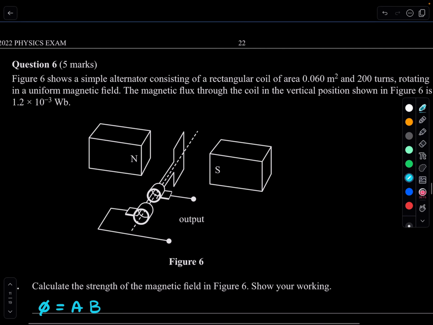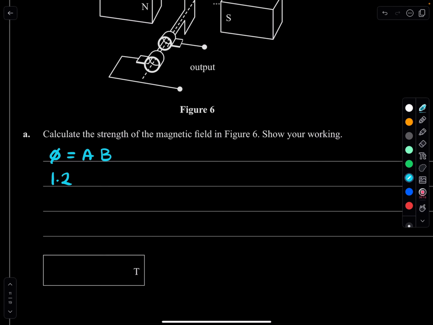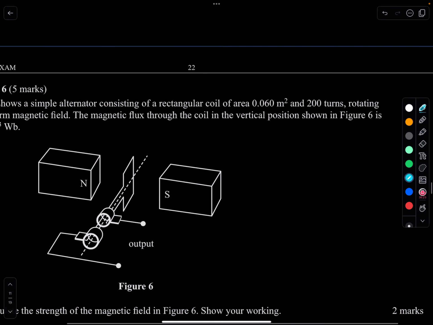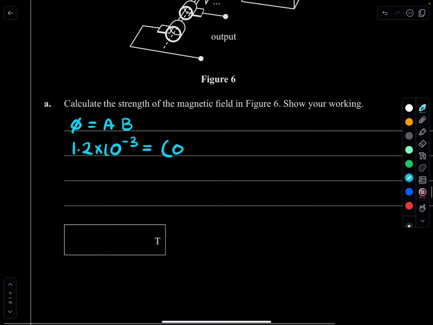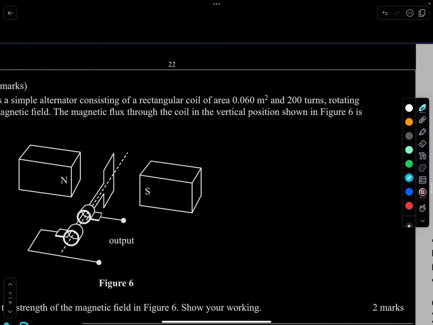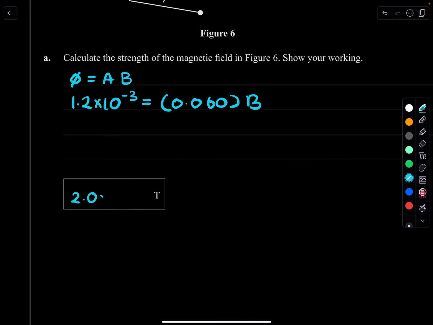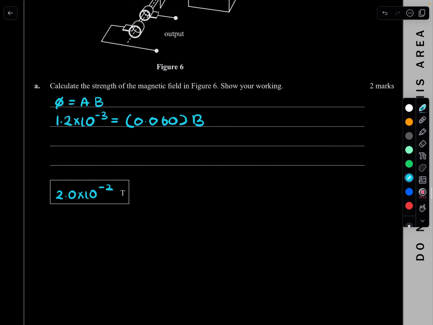So what was our flux? It's 1.2 times 10 to the power of -3. What's our area? They gave us 0.060. And your magnetic field strength, which we want to calculate. Beautiful. So 1.2 times 10 to the negative 3 divided by 0.060 gives me 2.0 times 10 to the power of -2 Teslas of magnetic field strength. Is that right? Yep. Looks good. Beautiful.